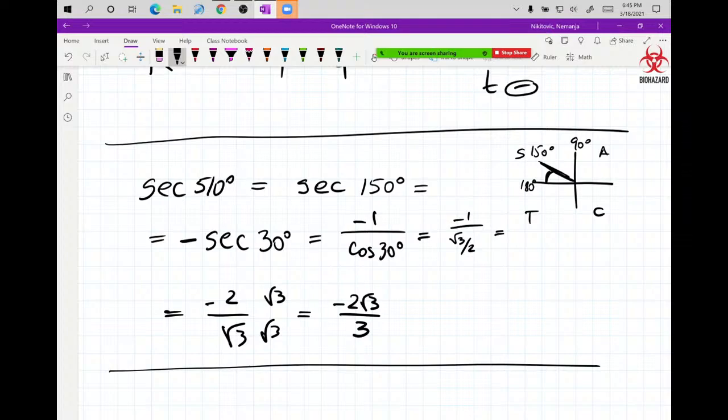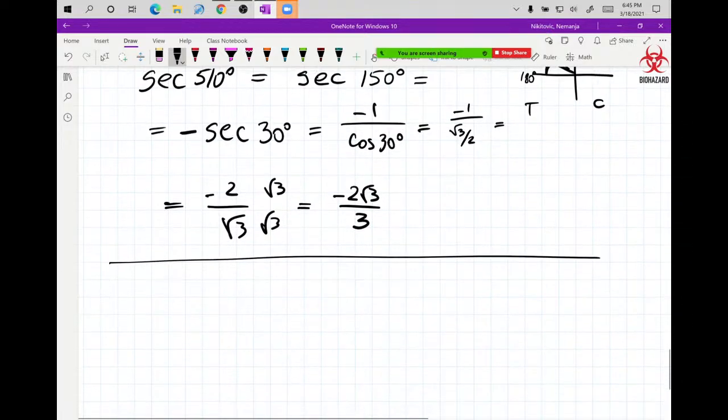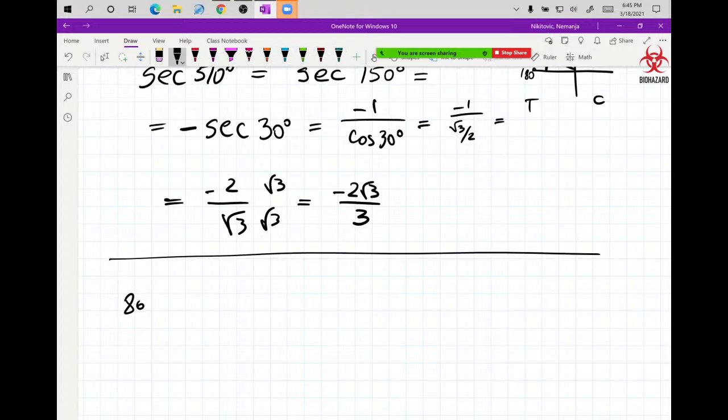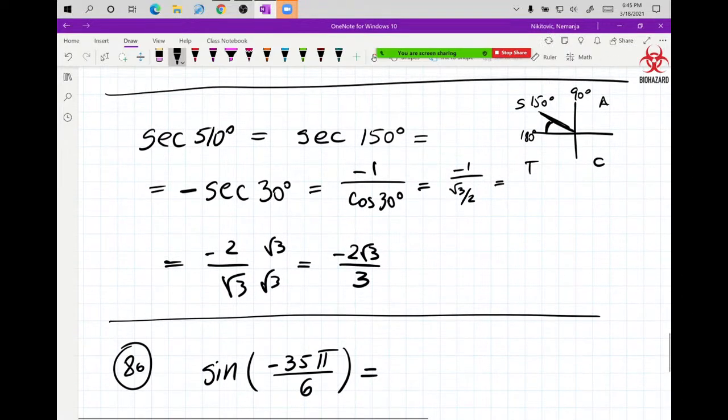Let's see 86, and we can end this lecture and go into graphing. -35 pi over 6. You flip the fraction because it's 1 over, right? 1 over. Cool.